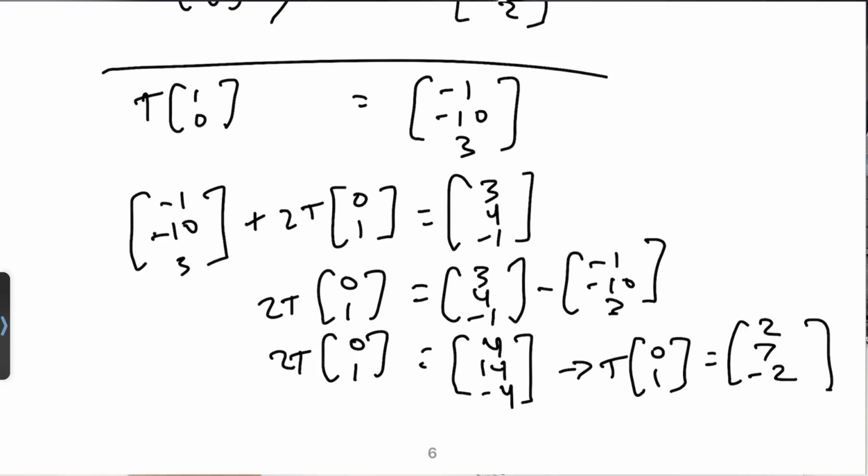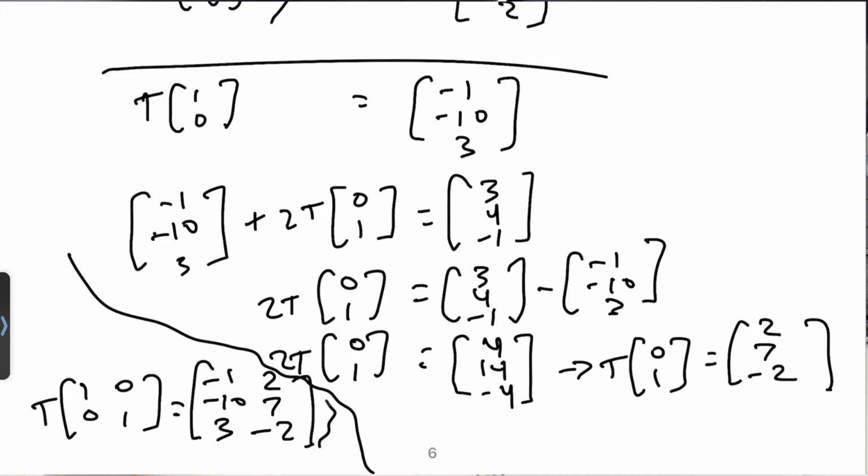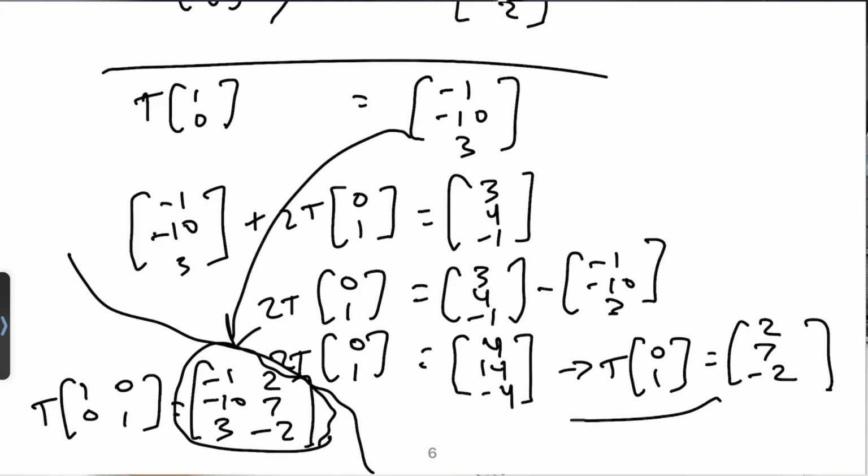We have T(1,0) and T(0,1). If we combine it back together, we get T(1,0), equals, and then we can combine the answers together as well to get this. So this right here is our transformation matrix. And I just got this from here, this from here.